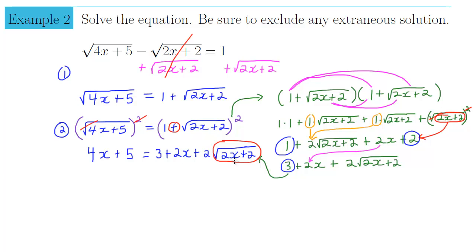So let's do it. If we want to isolate the square root on the right here, we have to subtract 3, subtract 2x, right? Bring everything else to the left. Subtract 3, subtract 2x. Right, so that's going to leave us with 2x plus 2 equals, these are gone, right? 0, 0. But I still have 2 square root of 2x plus 2.